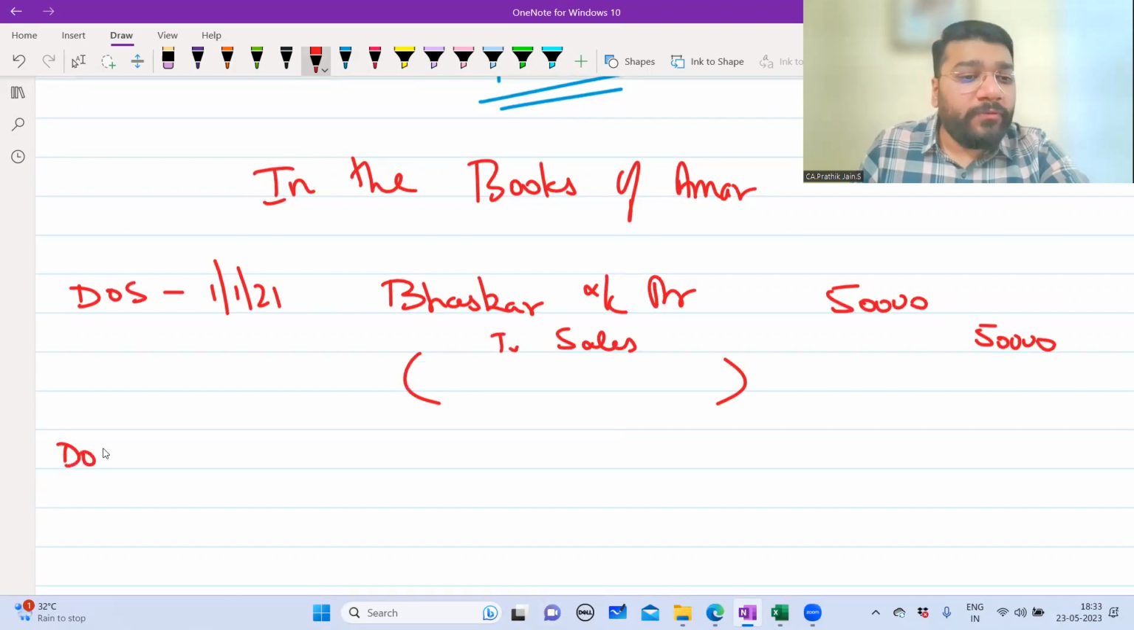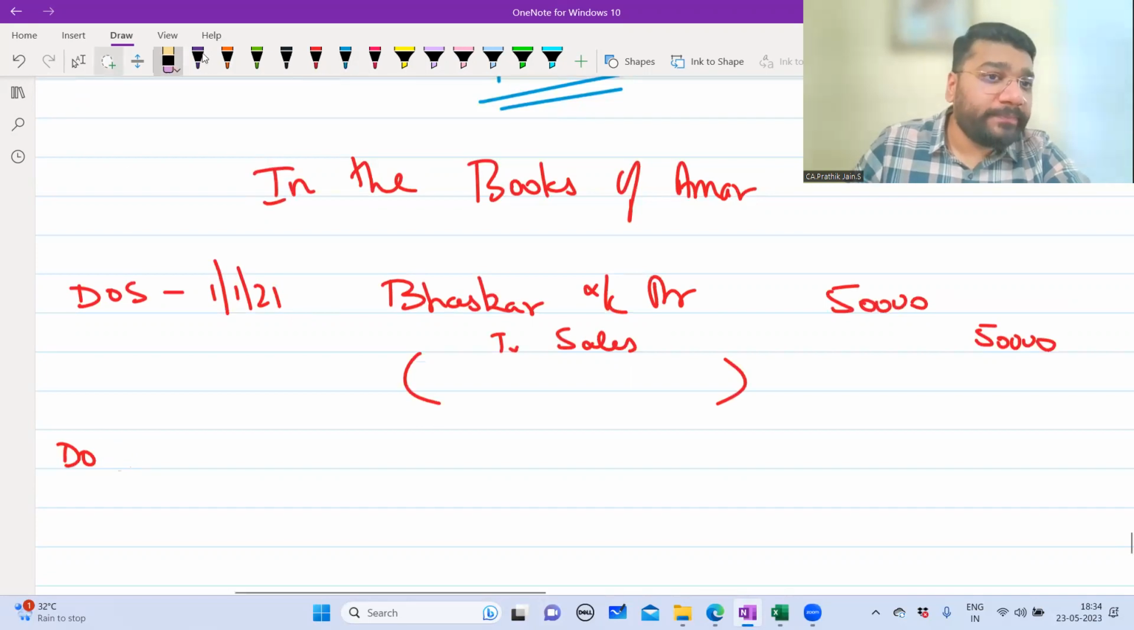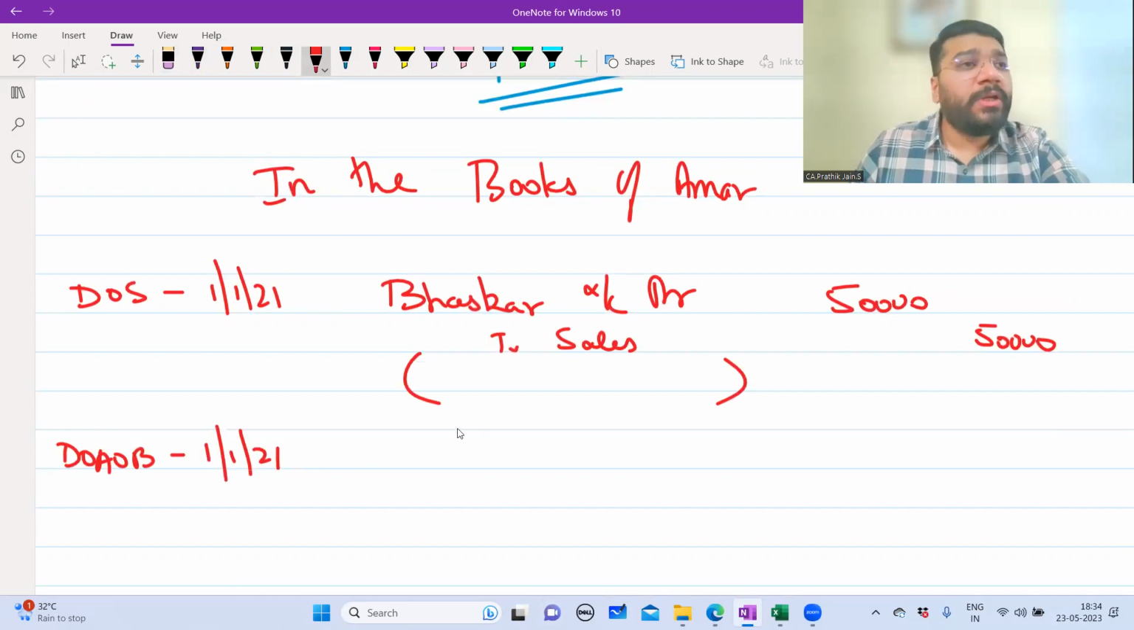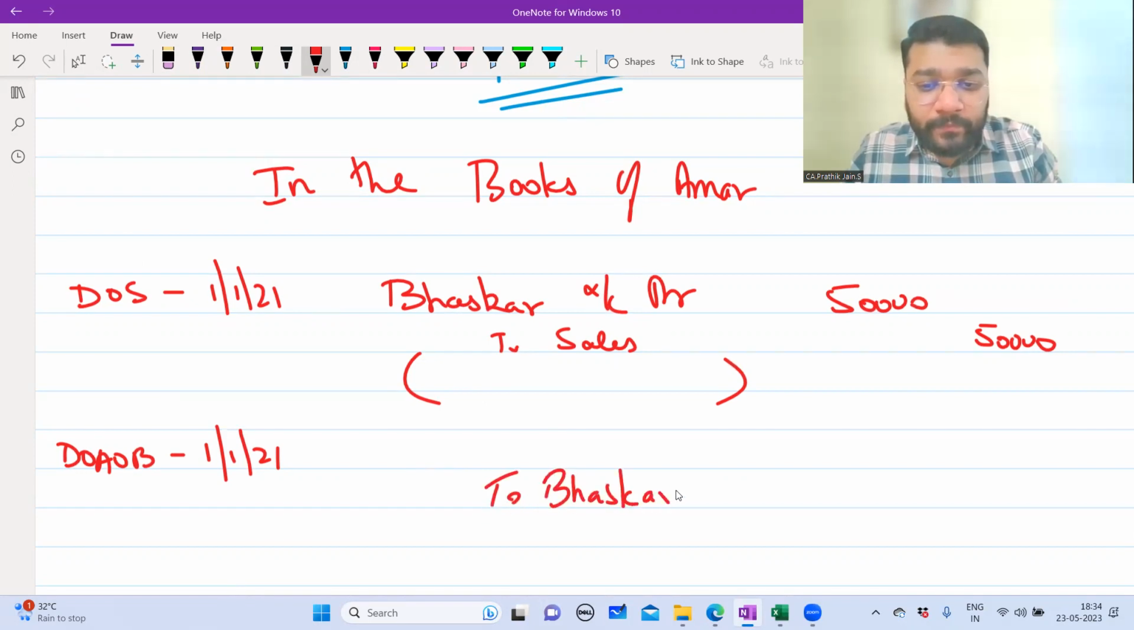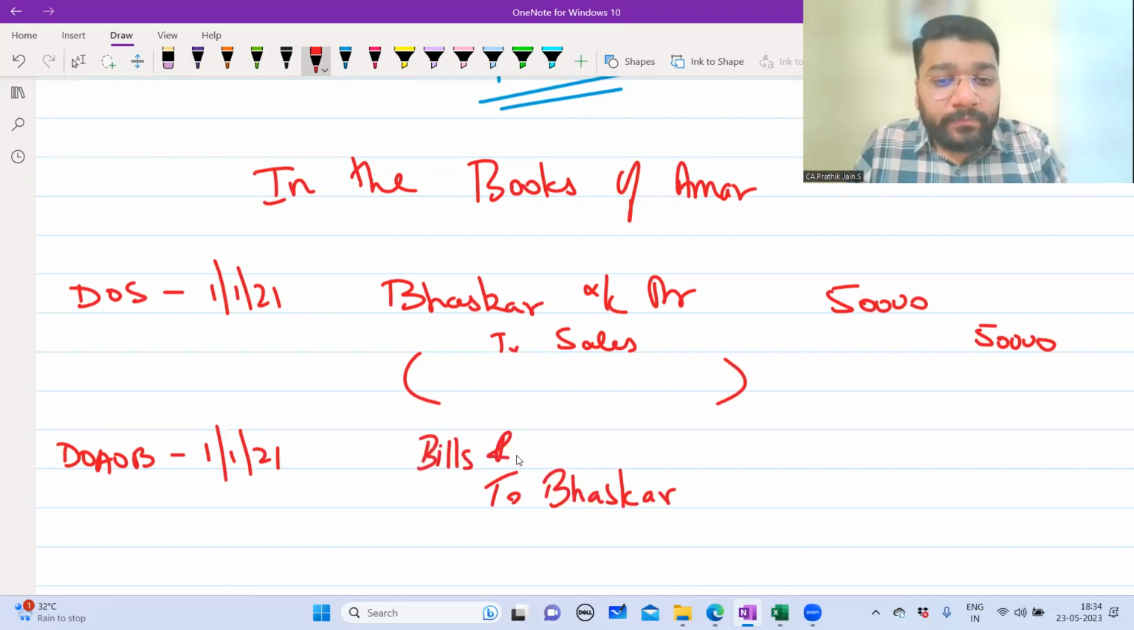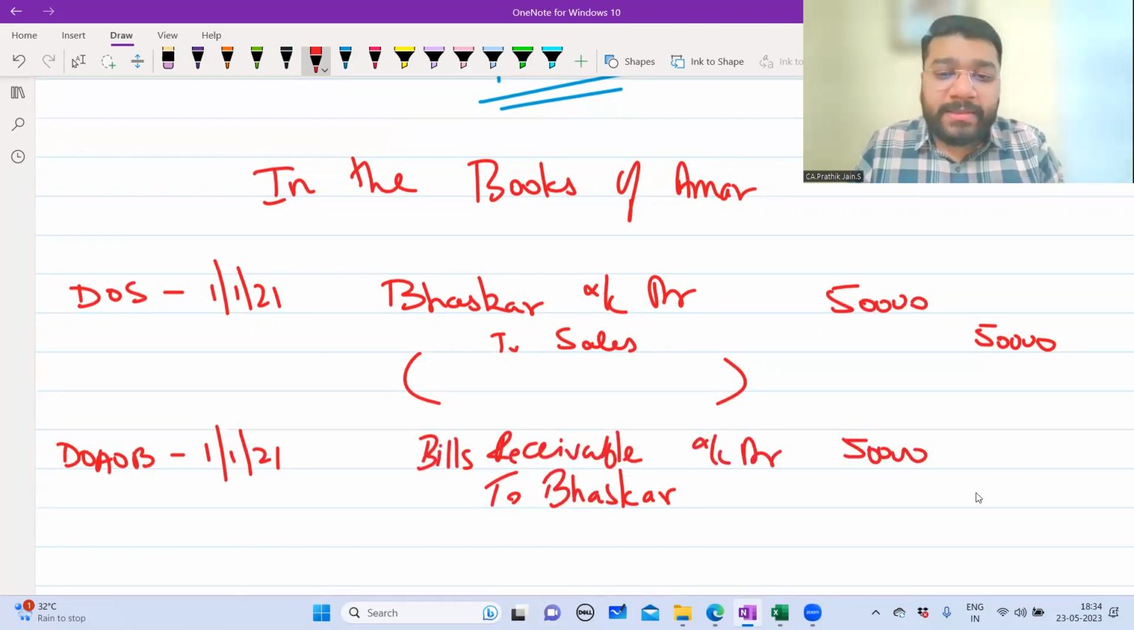Then on date of acceptance of bill, 1/1/21. So Bhaskar is an unsecured debtor. So once the bill is executed, Bhaskar becomes secured. So unsecured Bhaskar has to be cancelled and a secured Bhaskar has to be created. So Bhaskar unsecured is currently in debit. To cancel him, I have to put in credit. So Bhaskar. Secured Bhaskar's name is what? Bills receivable. So bills receivable account debit, 50,000 to Bhaskar, 50,000 rupees.